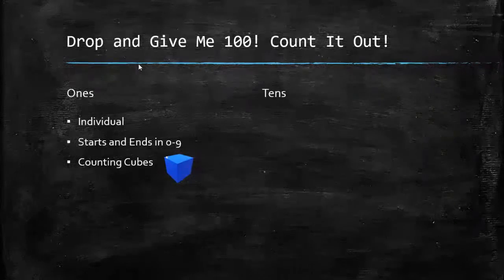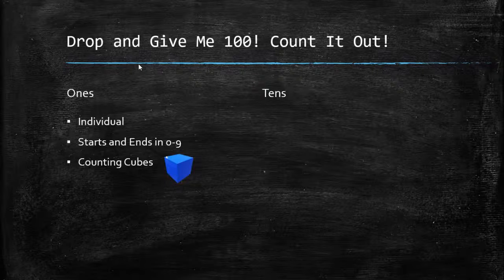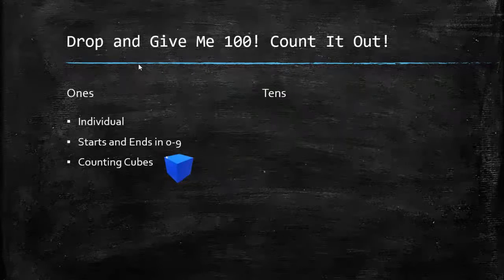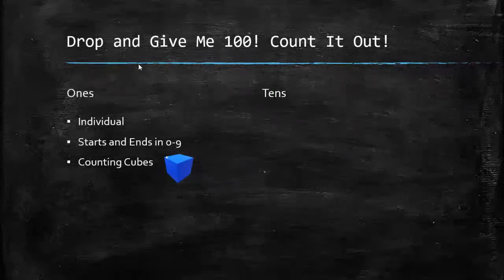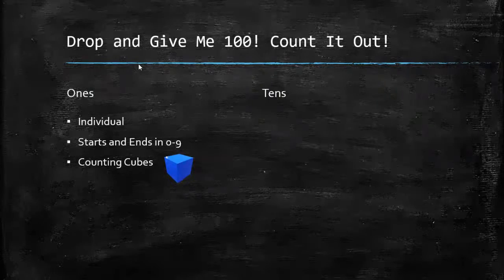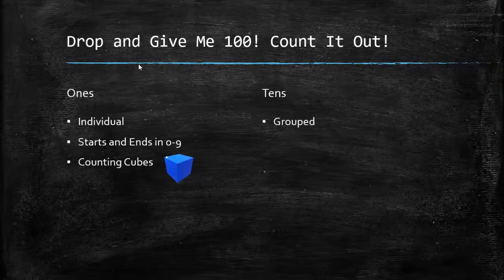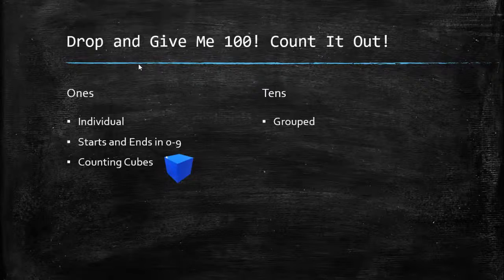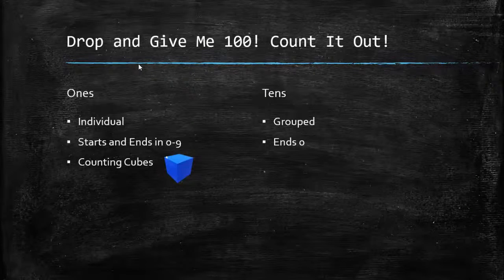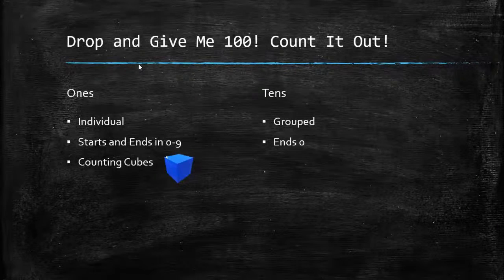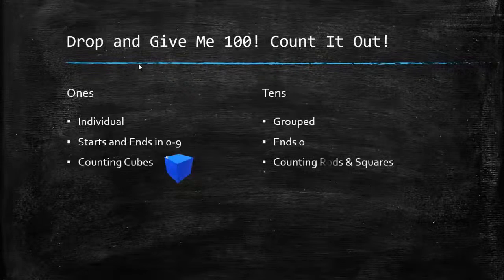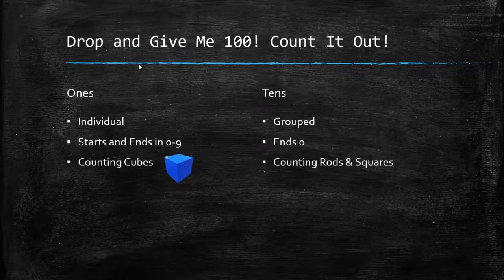Tens. Here are the significant factors and information on tens. Tens are grouped. Tens end in 0. And tens can be counted by rods and squares.